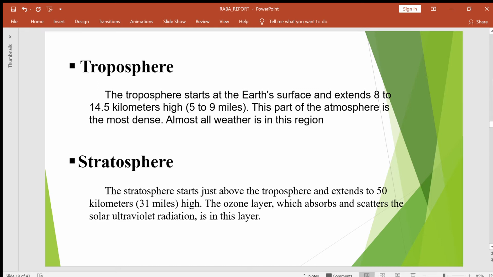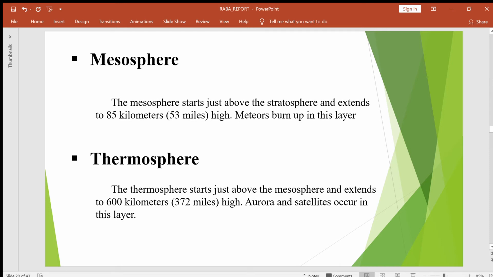Troposphere. The troposphere is a layer of the atmosphere that starts on the Earth's surface and extends to 1.5 kilometers high. This part of the atmosphere is the most dense. Almost all weather is in this region. The stratosphere starts just above the troposphere and extends to 50 kilometers high. The ozone layer, which absorbs and scatters the solar ultraviolet radiation, is in this layer.